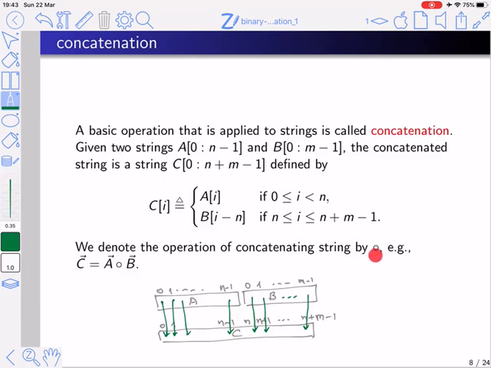We denote the operation of concatenation by this small circle. We already used the small circle to denote something. This was composition of functions. Now we're using the same symbol, don't be confused, to denote concatenation of strings. So C is the concatenation of A and B, means what you see here in the diagram.